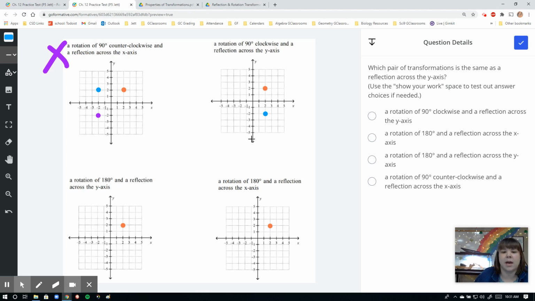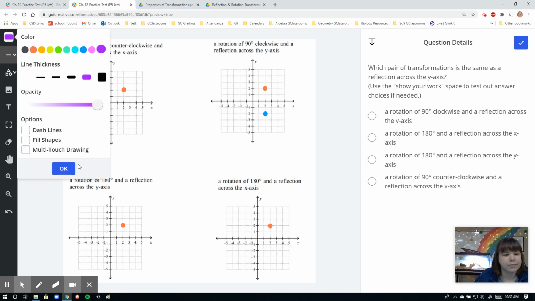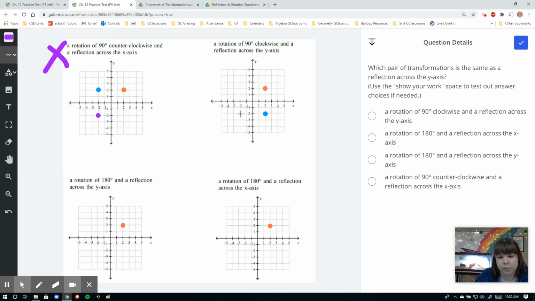And now it's saying a reflection across the y-axis. So instead of here, we're going to be over here. So our new point would be here. So the question is, is this the same as a reflection across the y-axis from orange to, it should be over here? And the answer is no, that doesn't work. Orange and purple, not going to work. Next one, it says a rotation of 180 degrees and a reflection across the y-axis.